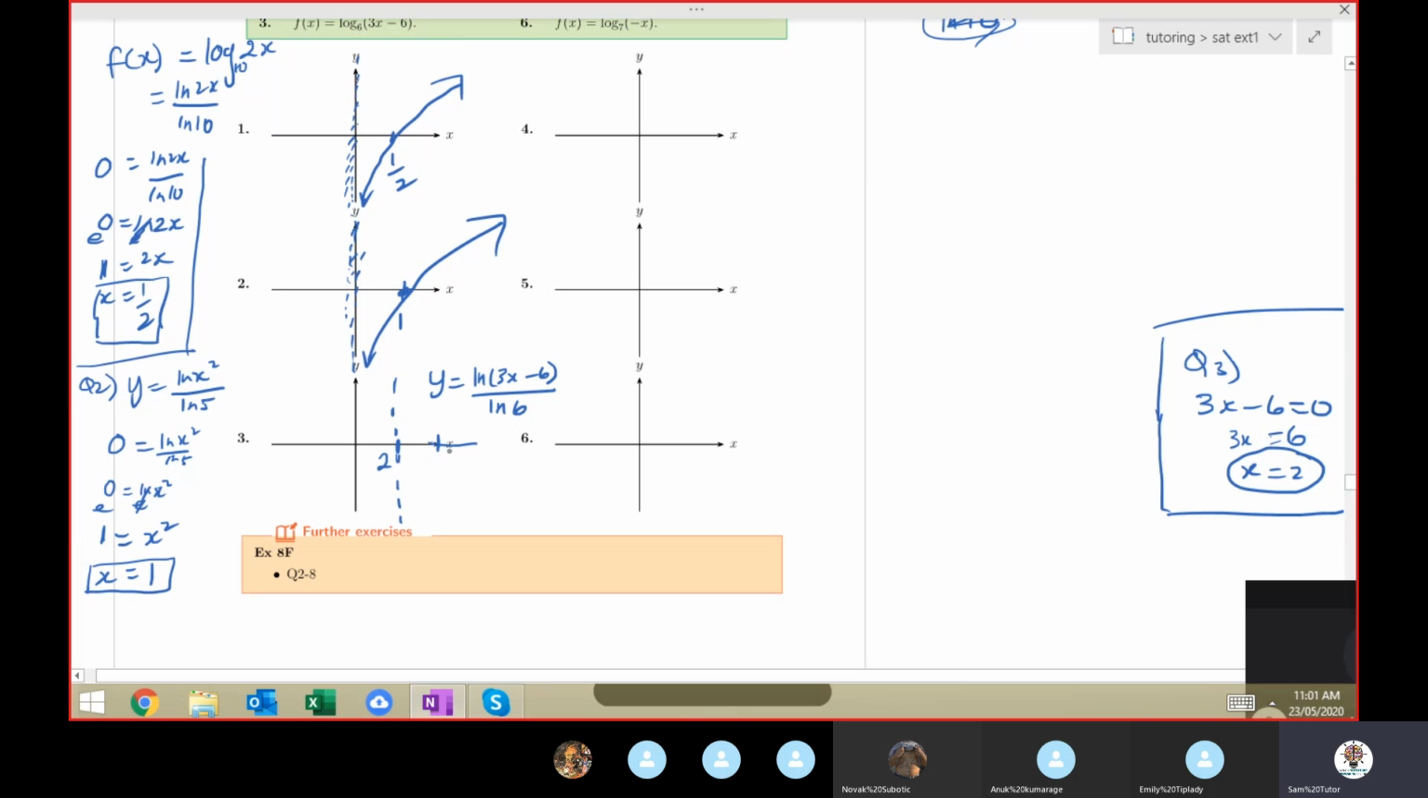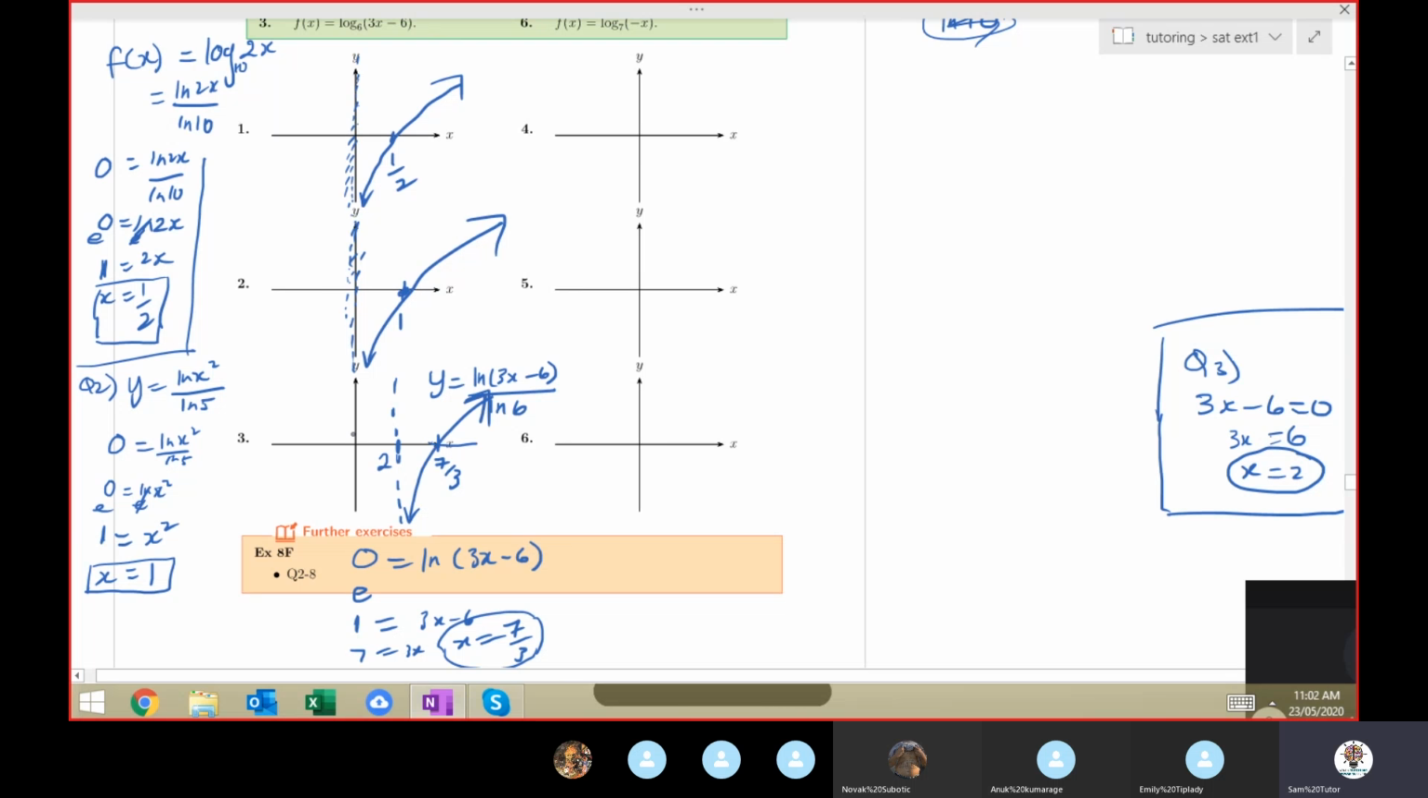So let's solve. 0 equals, again, by the time you multiply by log 6, it's just going to disappear, so I'm just not going to write it. What do you do to both sides again? So therefore you're going to get 1 equals 3x, take away 6, plus 6 is 7, so therefore x equals 7 on 3, which is 2 and 1/3. So somewhere there, and voila.